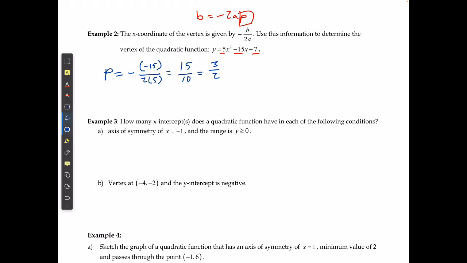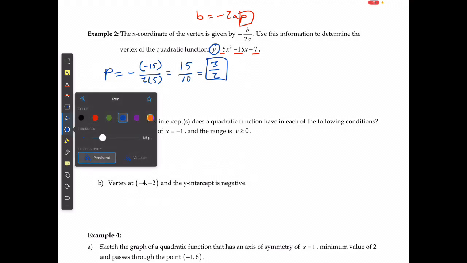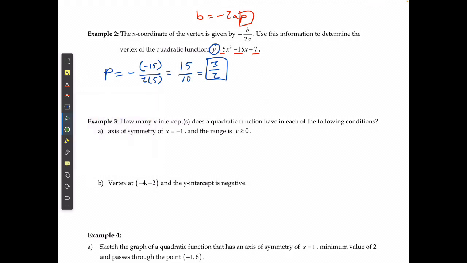My q value is going to be what the value of y is when x is equal to 3 over 2. So in order to do that, I'm just going to state that y, or q in this case, which is what we're actually solving for, is equal to 5 times 3 over 2 squared minus 15 times 3 over 2 plus 7.